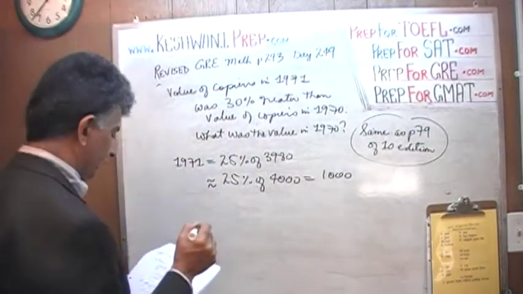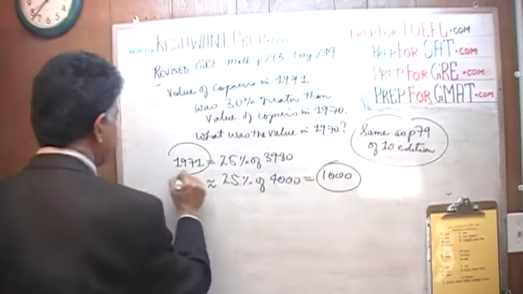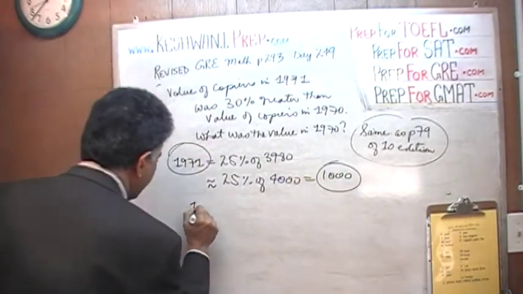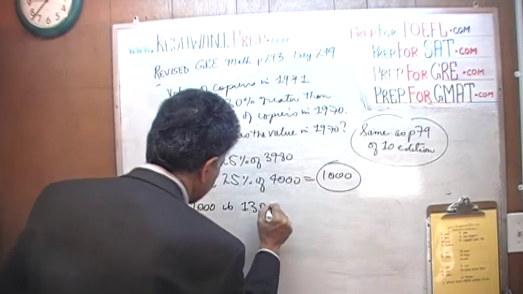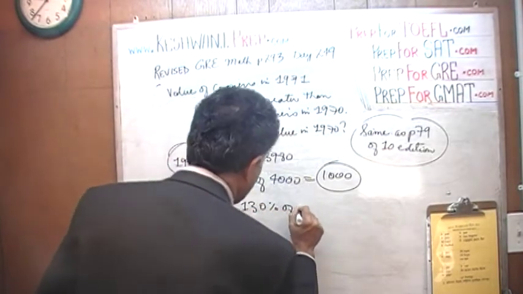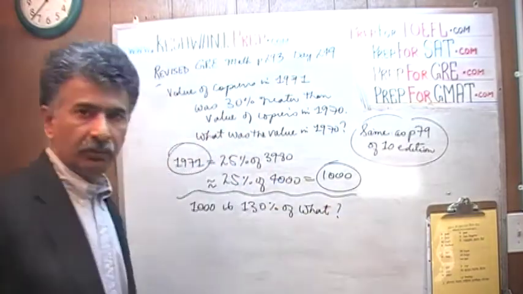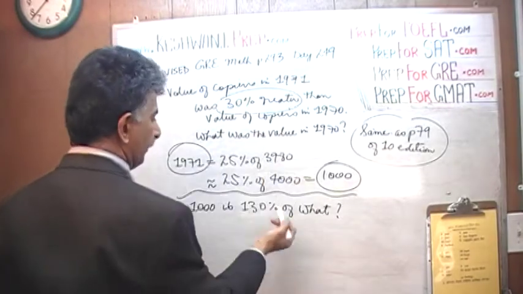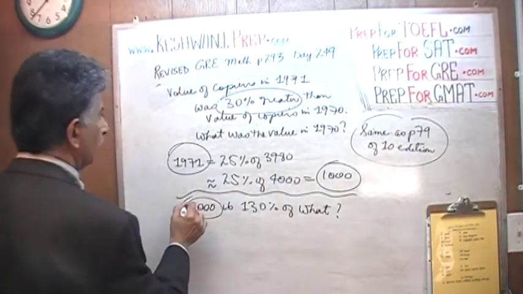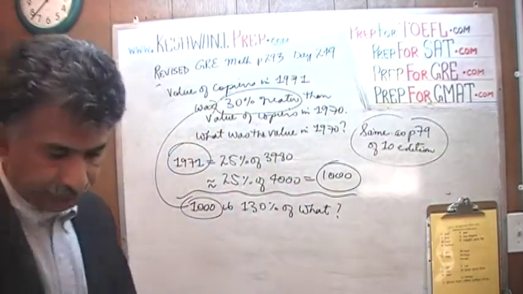And the question now boils down to this: this is the amount in 1971, and 1,000 is 130% of what? That's what the question boils down to, because we are told that it was 30% greater. This 1,000, we are told, is 30% greater than the amount in '71.